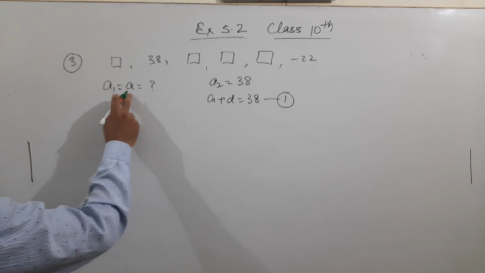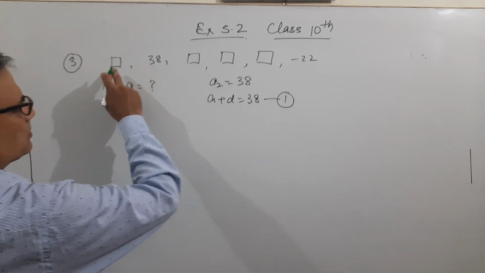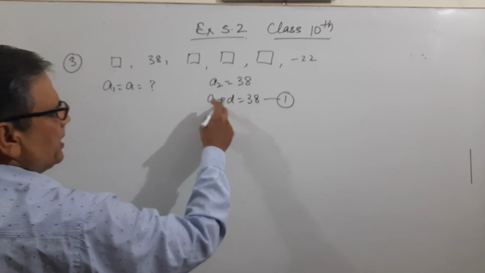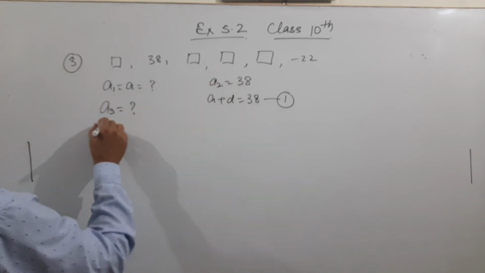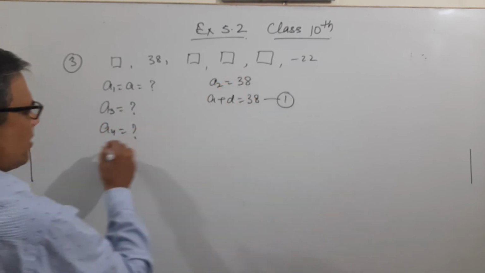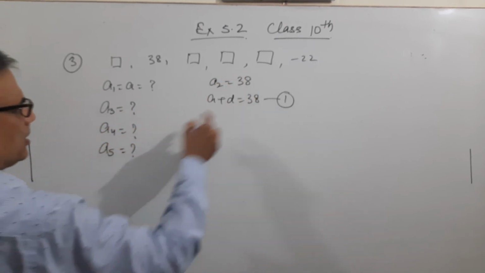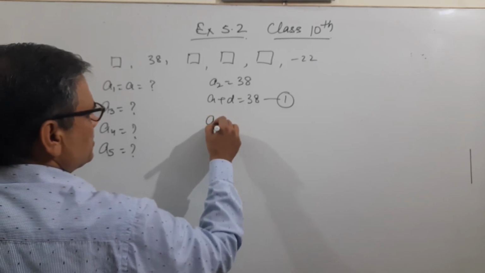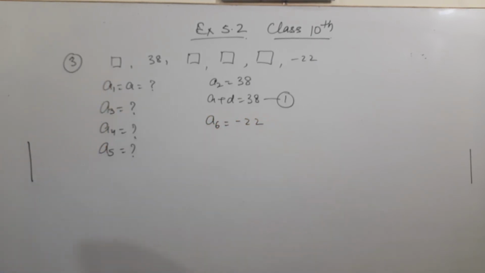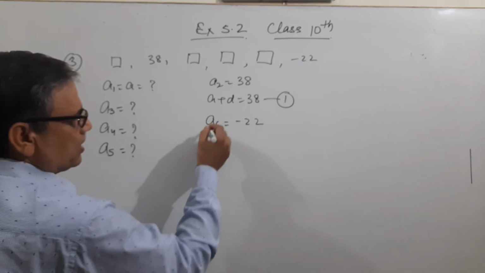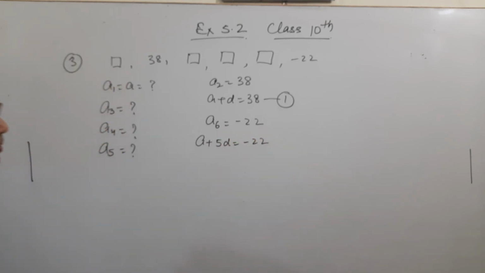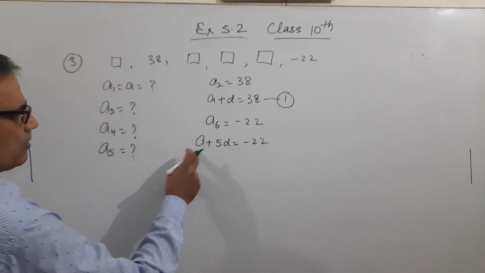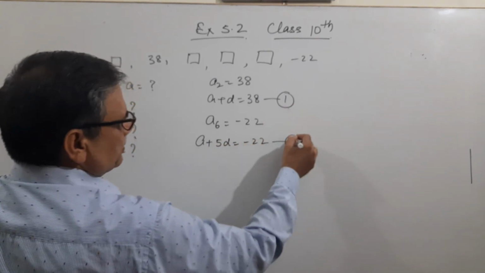And now A1 is equal to A, which is blank. A2 is equal to 38, A plus D is equal to 38. A3, A4, A5 are question marks. Here is A6, and A6 is equal to minus 22. We have to find out A6. A6 means A plus 5D is equal to minus 22. This is equation second.